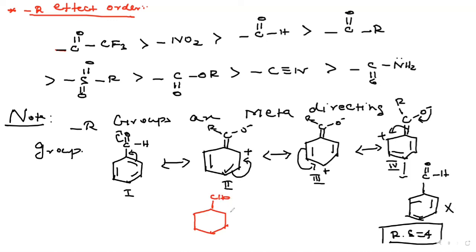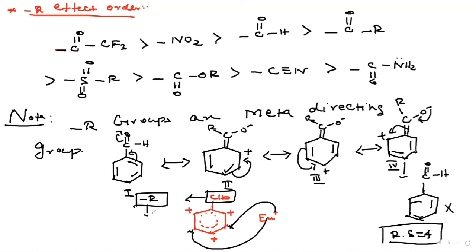Now this ortho position carries a positive charge. This para also, okay, positive. Now we know very well the electrophile is what? An electron deficient species. Now in the case of benzene, which position should be electron rich? It should be the meta position, right? This is the electron rich position. And therefore, the nucleophile attacks either this position or this position. Therefore, this group acts as what? The minus R group. The minus R group acts as the meta directing group. You understand?